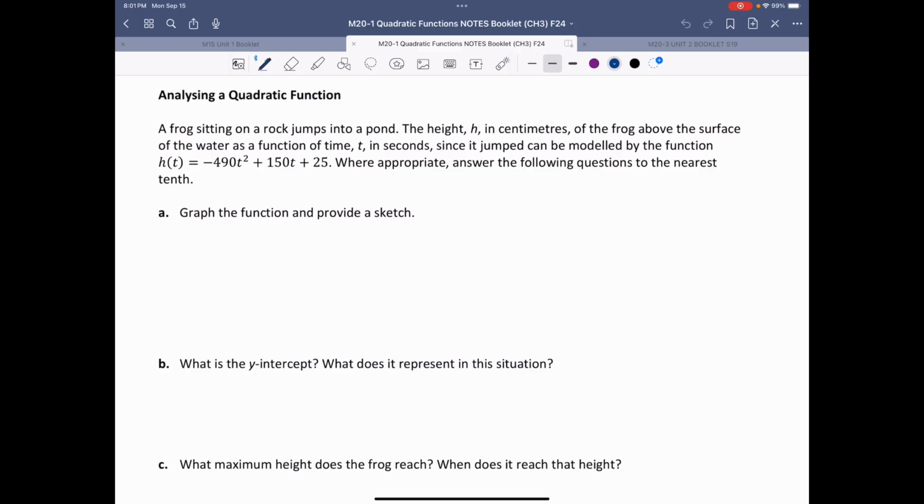So negative 490. The x button is right below alpha. We use that same button no matter what the variable is. So instead of putting t squared, I'm putting x squared plus 150x plus 25. Hit EXE. It'll drop us down to y2 and you'll see the options on the screen. So F6 is draw. Push that.